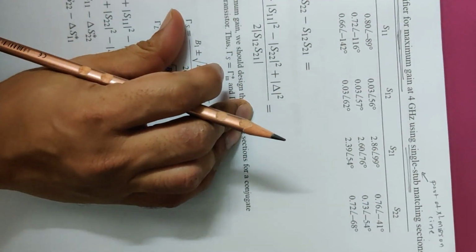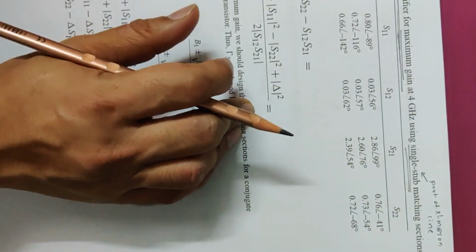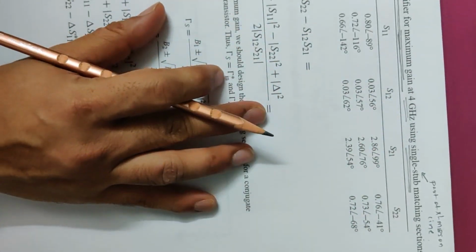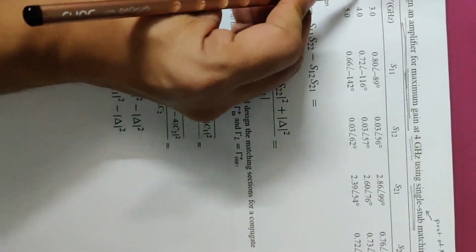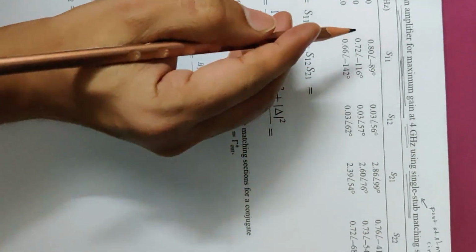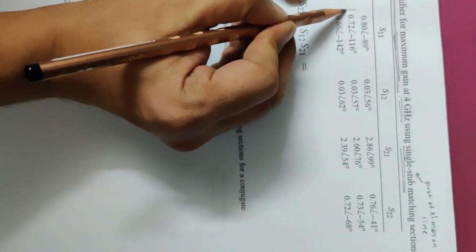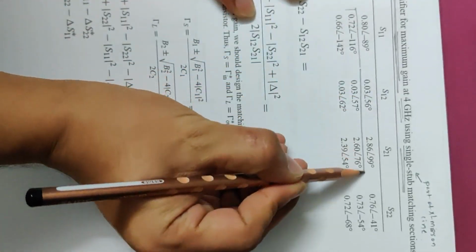Now the process goes like this. Since we have to design the amplifier at 4 GHz, we'll select the scattering parameters mentioned at 4 GHz. So these are the scattering parameters mentioned at 4 GHz.